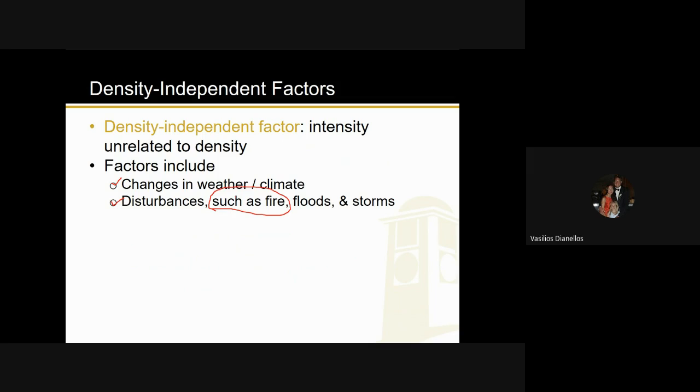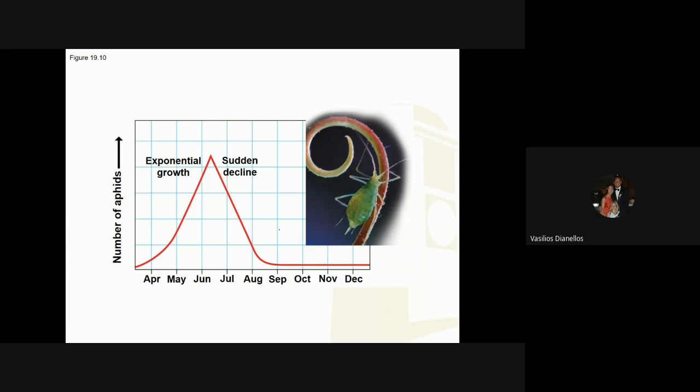But if you think about a wildfire, if a wildfire in the Kanawha State Forest burns 100 acres, it's just going to kill everything in those 100 acres, right? Whether it was highly populated or barely populated, pretty much everything in that area is going to die from the fire or leave. Anyway, any questions about density independent factors? All right.